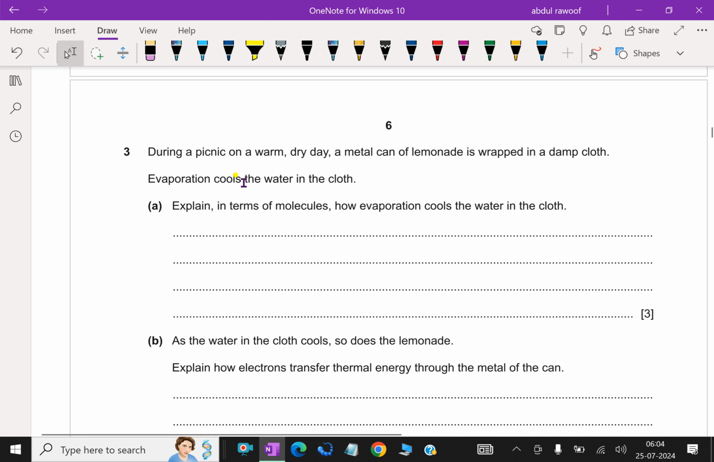During a picnic on a warm, dry day, a metal can of lemonade is wrapped in a damp cloth. That means the metal can with cool lemonade inside is wrapped with a damp cloth. Evaporation cools the water in the cloth. Damp cloth means it cools the lemonade. Explain in terms of molecules how evaporation cools the water in the cloth.